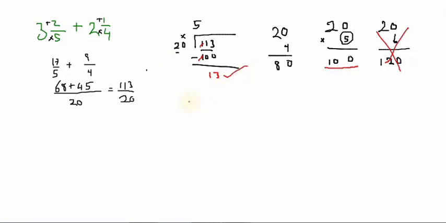So the final answer here is 5 whole number, equal to 5 whole number 13 all over 20. So this is what we have.